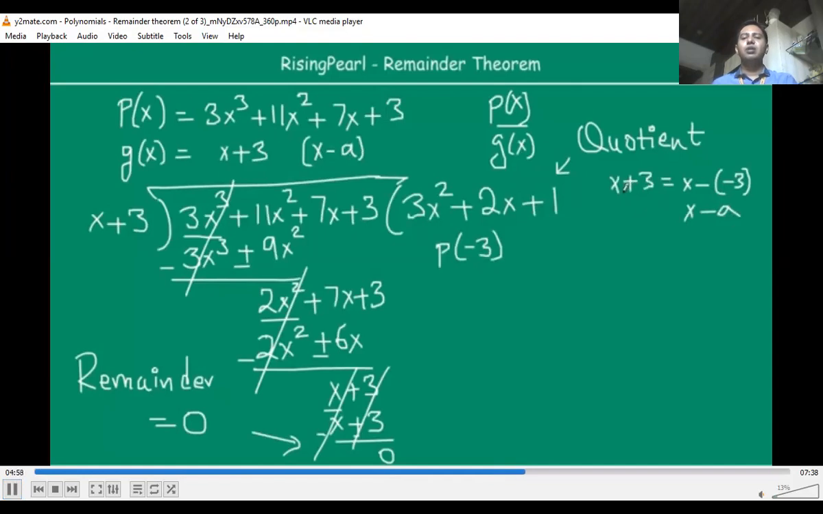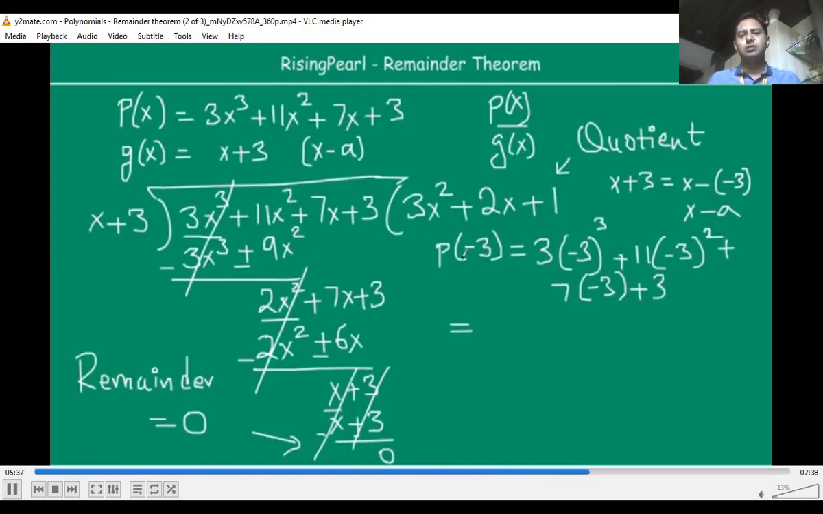Now what we're going to do is find out the value of the given polynomial at the given value of a, that is minus 3 here. So we are going to substitute this minus 3 in the given polynomial, that is 3x cube. So 3x cube will give you 3 into minus 3 cube, as x is equal to minus 3 here, plus 11x square. Again x is equal to minus 3 here, so we write minus 3 square, plus 7x, that is 7 into minus 3, and plus 3 again.